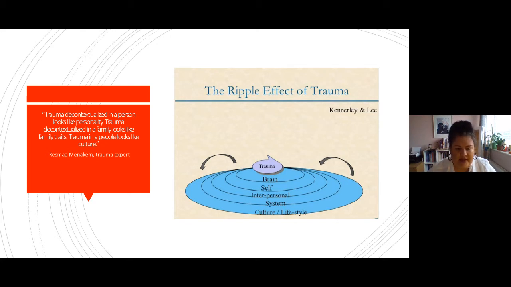And I really like this quote by Resmaa Menakem, a trauma expert: trauma decontextualized in a person looks like personality. Trauma decontextualized in a family looks like family traits, but trauma in a people looks like culture.